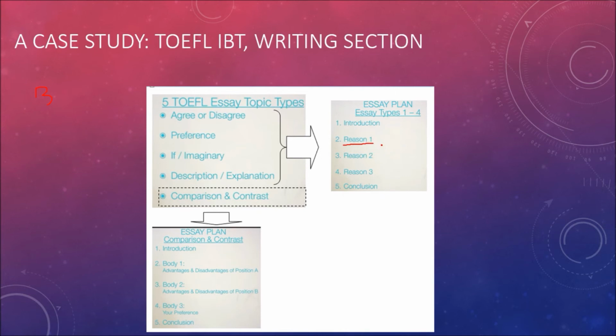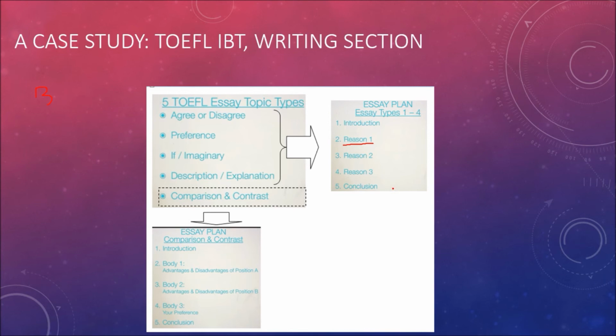Preference, like when it asks you, do you prefer to study abroad or in your own country? So here you give a kind of introduction, then you make it very clear that you have your preference, then you give reason one, and you give all the reasons up to the conclusion. In the conclusion you have to make it very clear.